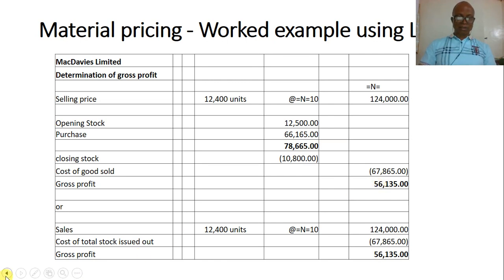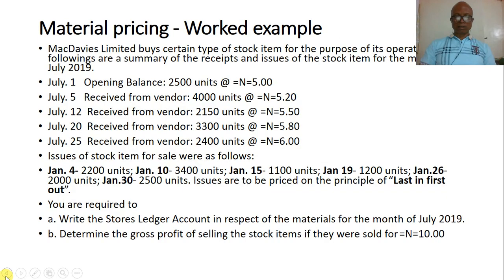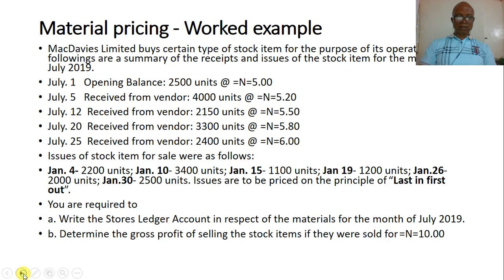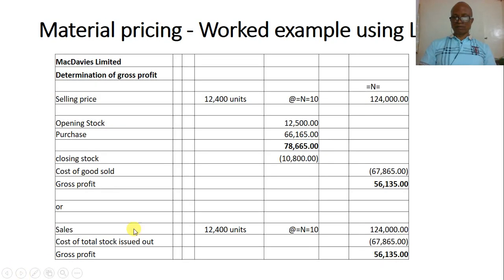656,135. Okay, look at the other one. What did we get? We got a gross profit of 57 and 35 naira. Now let's look at what you have there. This is 56, 135. If you look at the other method as well, you also have the same figure. So there's a difference between the gross profit when you use LIFO and the gross profit when you use FIFO.